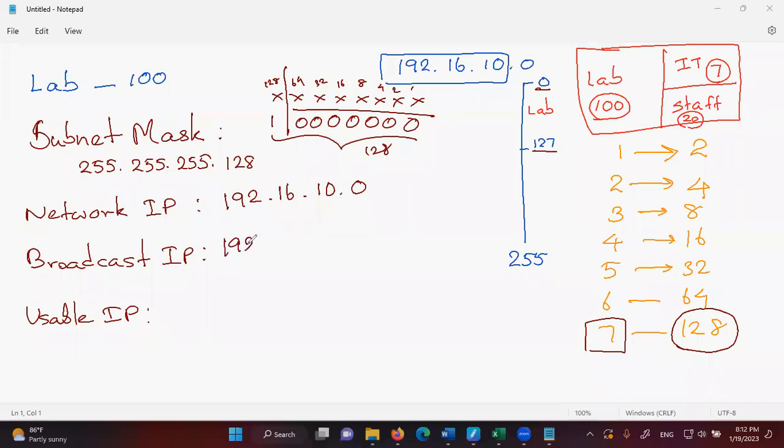So 192.16.10.127 is the broadcast IP. So usable IP range will be this. This is the usable IP range.